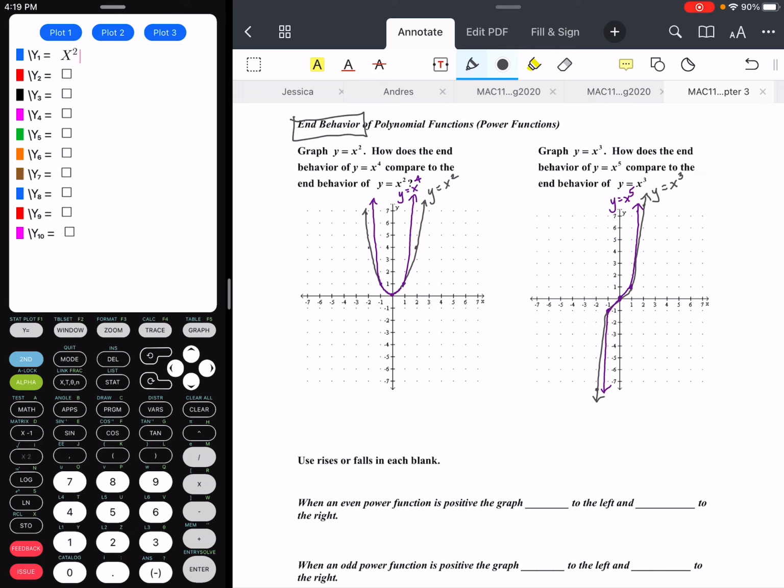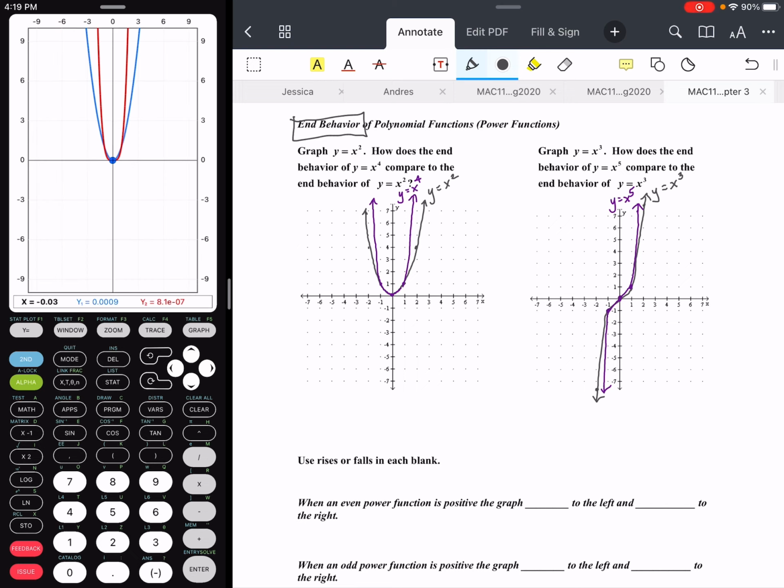y equals x squared. And then how does the end behavior of y equals x to the fourth compare? So I'll graph that as well, x raised to the fourth power. How does that compare to y equals x squared? All right, so the blue one is our y equals x squared function, and the red one is our y equals x to the fourth function. It just gets bigger faster, so it rises more steeply.